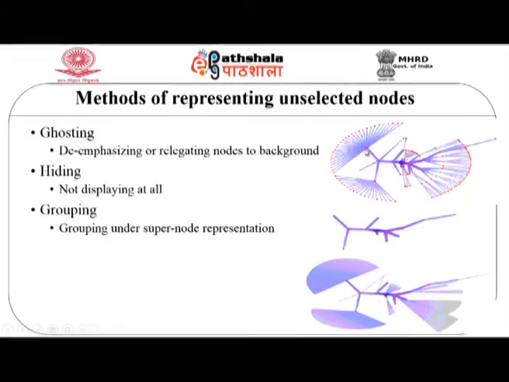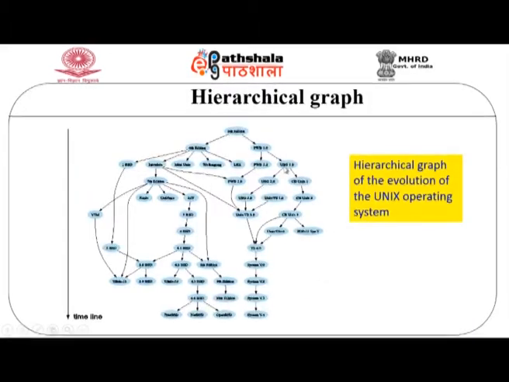Methods of representing unselected nodes are ghosting, that is de-emphasizing or relegating nodes to the background. This is a ghosting approach. The other one is the hiding approach, not displaying the nodes at all. The second figure shows a hiding approach. The other one is a grouping approach, which tries to group nodes under a super node representation. So the third figure follows a grouping approach. This is a hierarchical graph which shows the evolution of the Unix operating system as such.